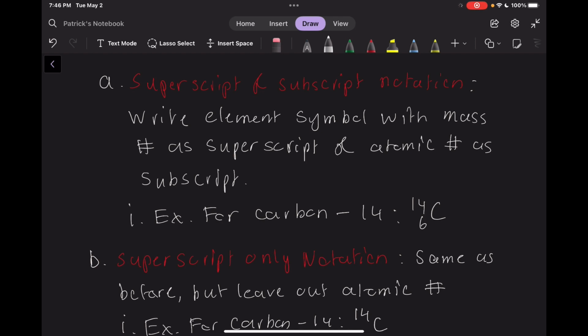Remember, mass number always goes in the superscript, and atomic number is always in the subscript. A good way to remember this is to remember that mass number is always going to be larger than atomic number, and because of this, the mass number deserves to be in the superscript. The superscript is always going to hold the superior or larger number.